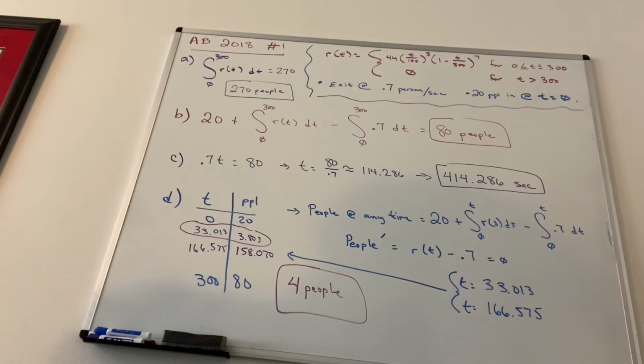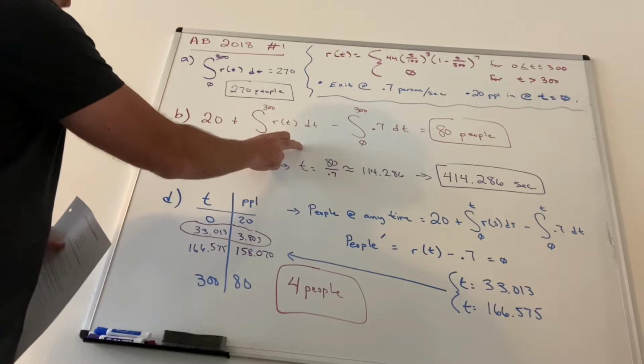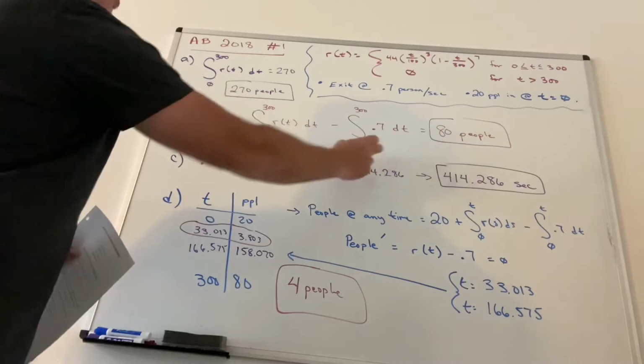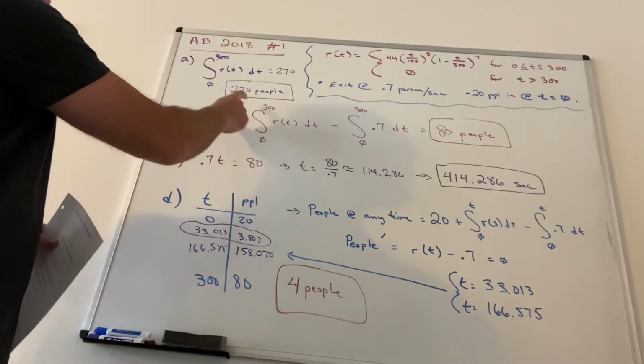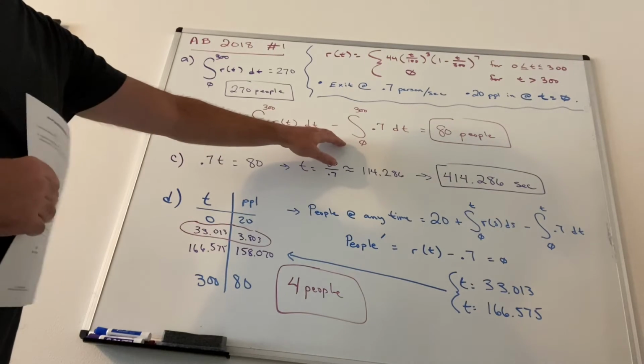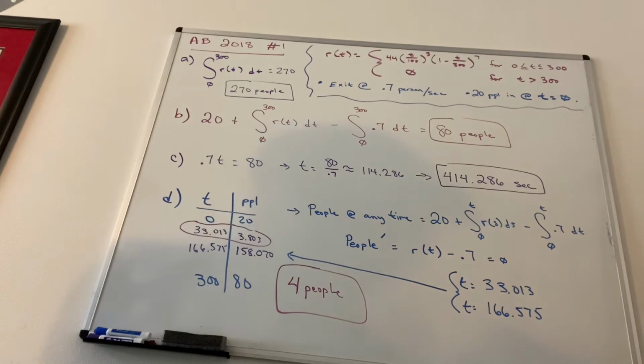Part B, during the time interval 0 to 300, there are always people in line for the escalator. How many people are in line at time 300? Okay, so we have what you started with, plus how many people got in line, minus how many people got on the escalator, so got out of line. All right, so 220 plus, we already know that's 270. And then you can just button push on this one right here because it's a calculator question and you get 80 people.